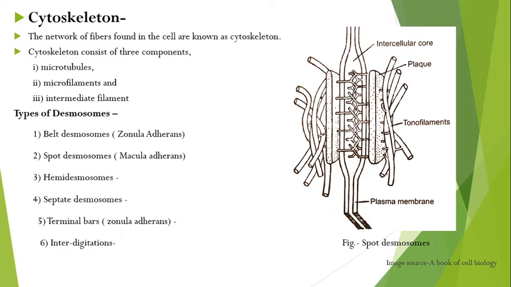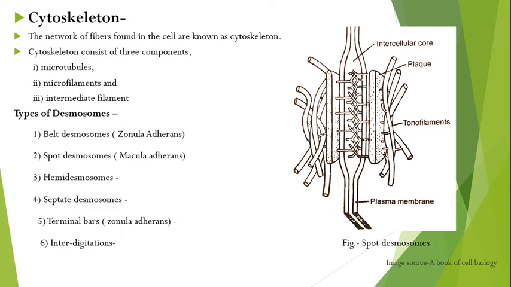And then next is the interdigitations. At some places, the plasma membranes of two adjacent cells give out finger-like projections, known as interdigitations. The interdigitations may become further complicated by the development of desmosomes, terminal bars, etc.